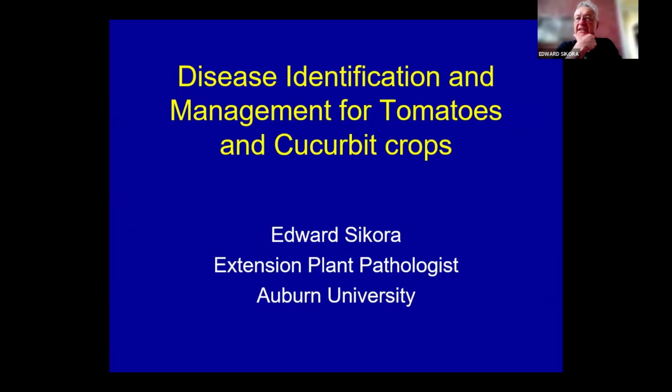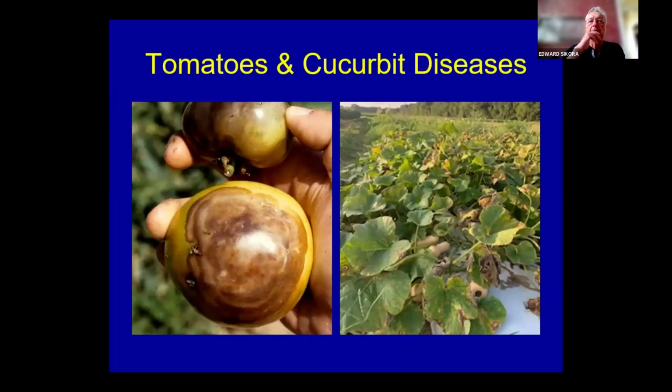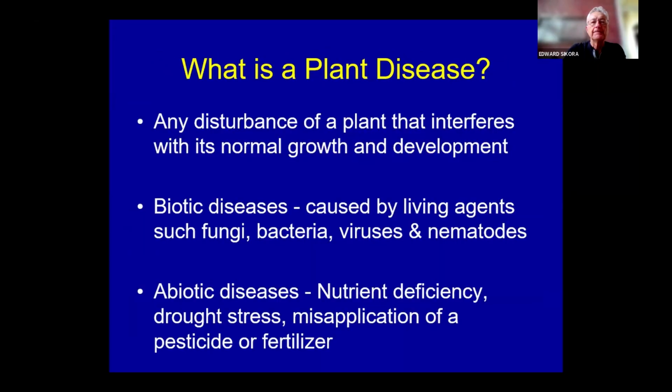We're going to talk about disease ID and management for tomato and cucurbit crops. Some of the diseases I talk about are found on other crops as well, and I'll pass that along as we go. Management techniques are similar to what we might use for beans and some other host crops. Again, I'm Ed Sikora, extension plant pathologist here at Auburn for a number of decades. So we're going to talk mainly about tomatoes and cucurbits and a lot of different things we see out there in the field in Alabama, as Chip mentioned.